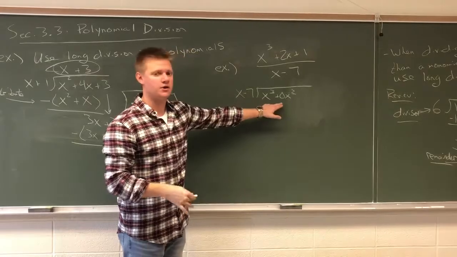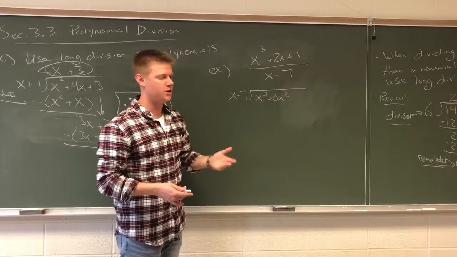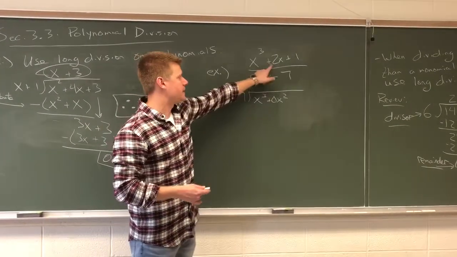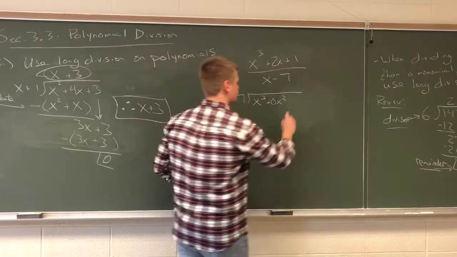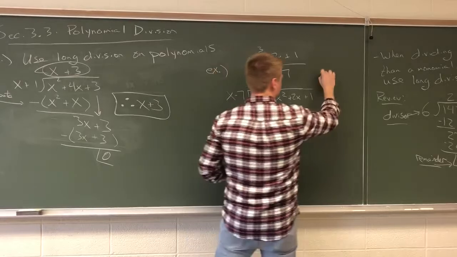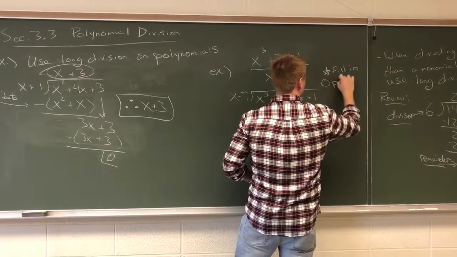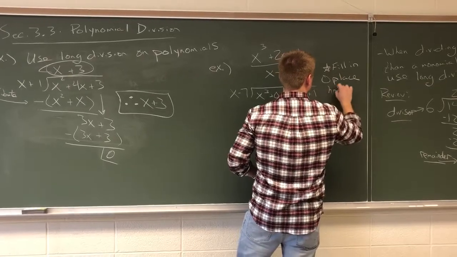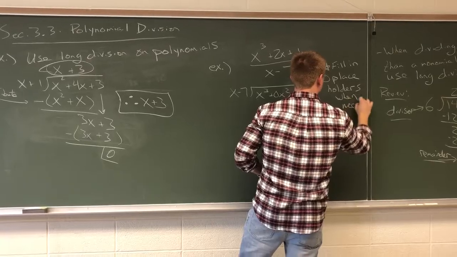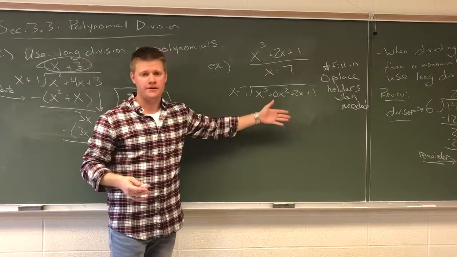So notice I put in a 0x squared. It's not here, but you're going to see why this is important to keep our terms lined up when we do our multiplication and subtracting later on. Then I just continue on. Plus 2x plus 1. Okay, so remember, off to the side, make sure we fill in 0 placeholders when needed. All right, so 0x squared because we were missing that in the original.